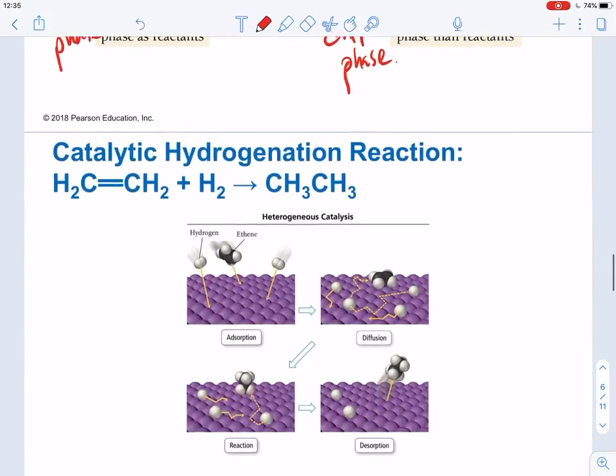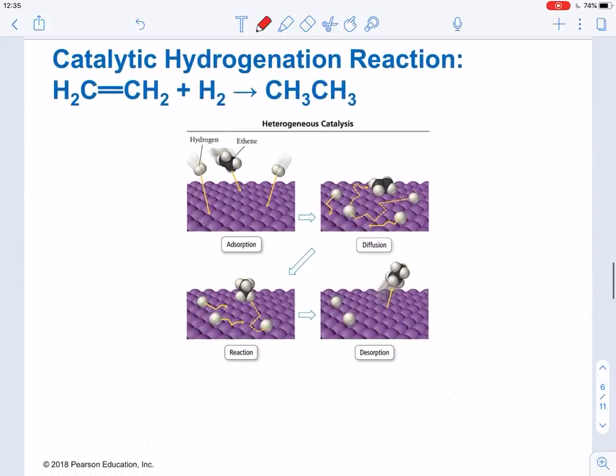Okay, so a classical example here, this is an industrial reaction, and basically you are just hydrogenating the ethylene to produce ethane. Okay, and that happens on the surface of a catalyst. Everything happens in the gas phase, so you can have your solid catalyst supported in a container, and then you just flow the gases through the catalyst and the reaction will happen.